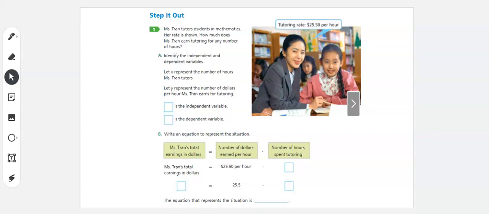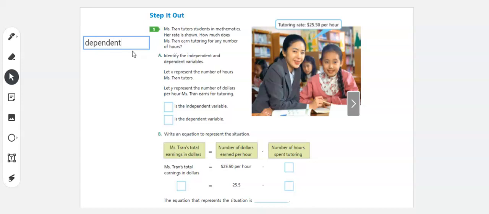This video is over Module 10, Lesson 2, Write Equations from Verbal Descriptions. So just a quick reminder. Let me write this out over here for us. If you need to write this down, make sure you're doing that too.